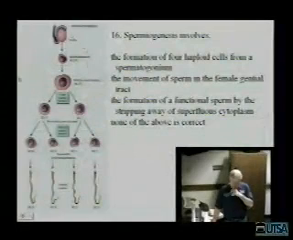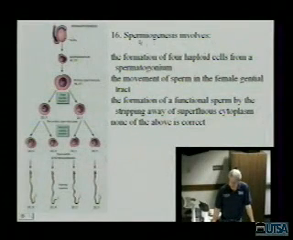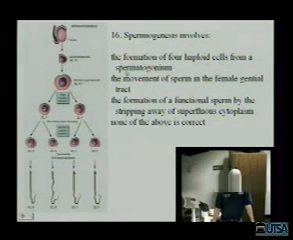So this is an illustration for purposes of looking at this question. Spermiogenesis involves the formation of 4 haploid cells from a spermatogonium.